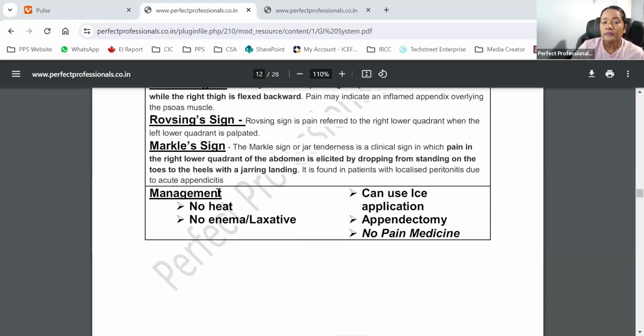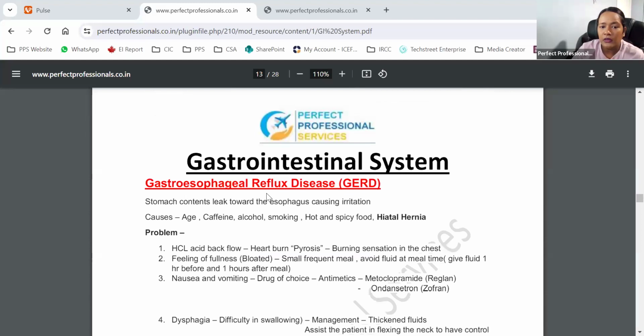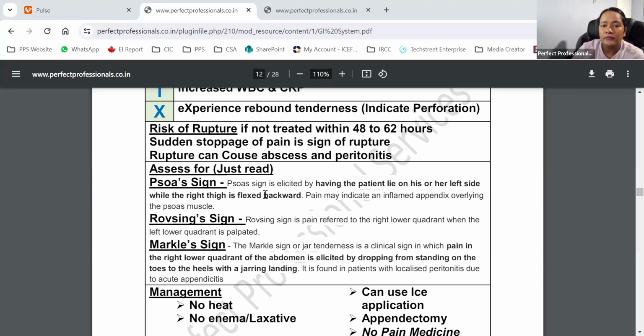Okay. Now, what will be the management of appendicitis? No heat, no enema, no laxative, no pain medicines. You can give ice application, and surgery will be the treatment, appendicectomy. Okay, we have to remove this appendix. That will be there. Now tell me, what is the one sign you are going to see in your patient?